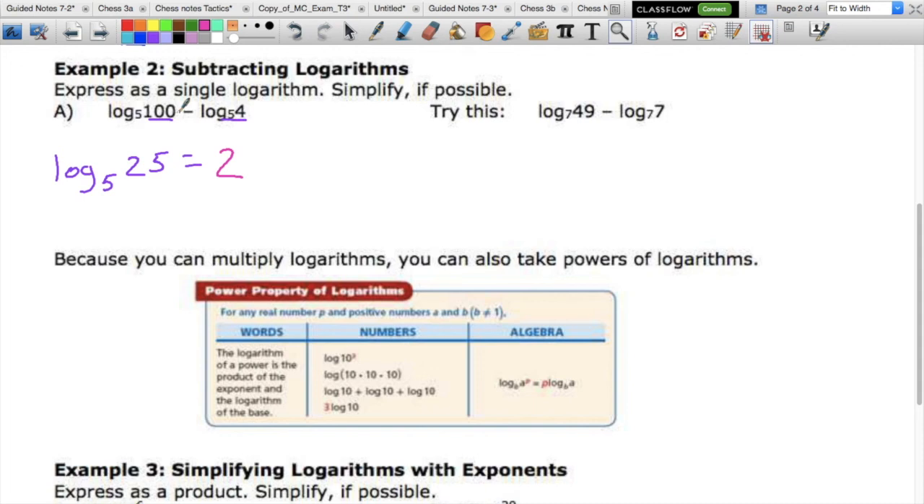Okay, let's try another one. Actually, you write this one down, and then I'll give you about 30 to 45 seconds and see if you guys can get the right answer. Try that one. It's right there.